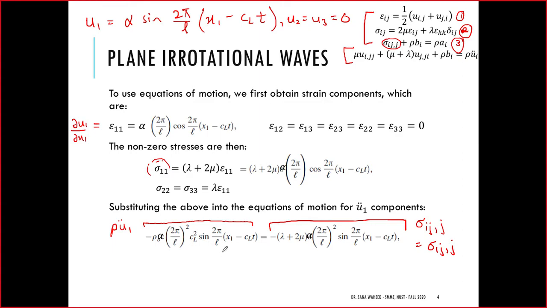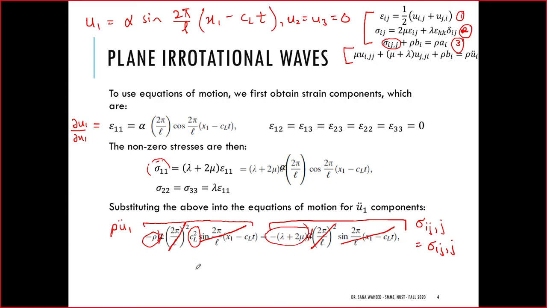It looks a bit complicated, but it is not. We just have to follow through with solving this, differentiating the displacement twice and comparing these two equations. Then we figure it out. We've got this sine function which cancels out. We've got 2 pi divided by L squared, which cancels out. Alpha disappears as well. So the only things remaining are CL squared rho and this lambda plus 2 mu.